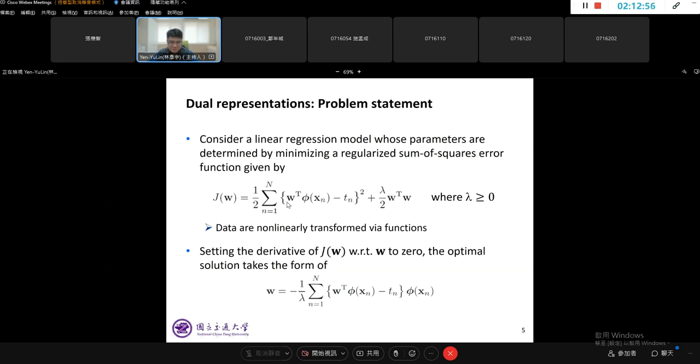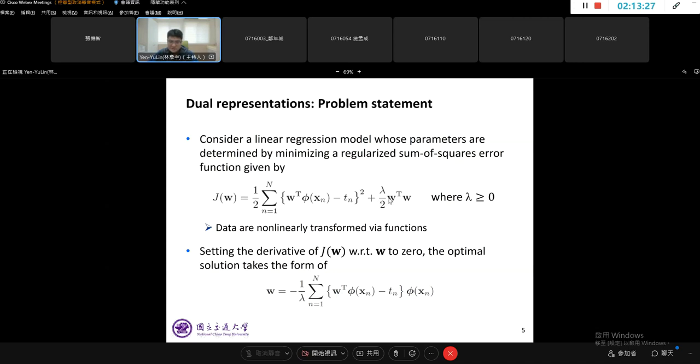We consider a linear regression problem. So we first use some nonlinear basis function to project the data. Phi of xn is the projected version of data point xn. W is the weight vector. We calculate the inner product between W and phi of xn. This is the regression output.